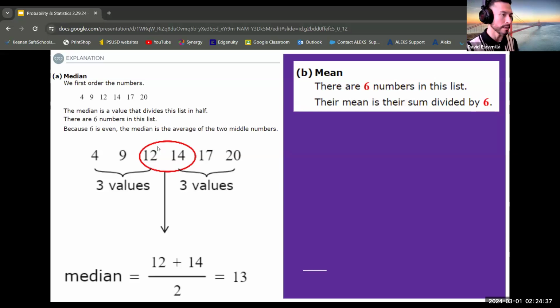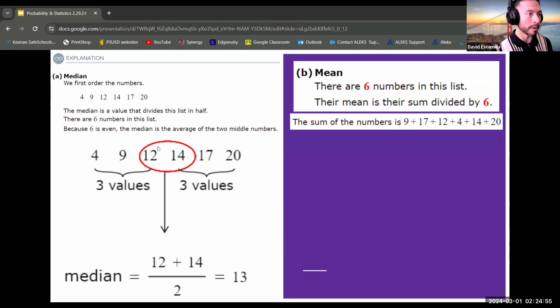We need to find the mean. Here's a reminder of what the mean is. The mean is the sum of all those numbers divided by the total number of values that we had. In other words, the sum of 9 plus 17 plus 12 plus 4 plus 14 plus 20. Please go ahead and help me out.